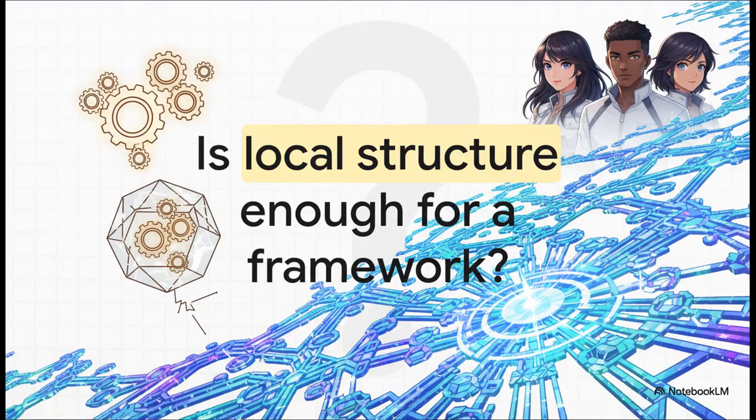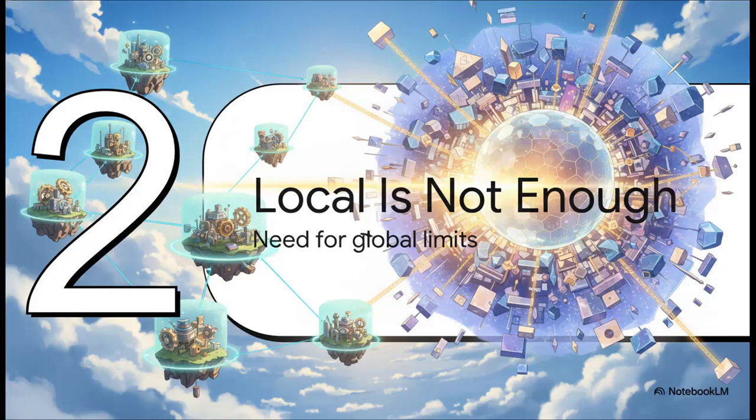But here is the absolute critical question we have to face today. Is this local structure alone enough to constitute a full, robust framework? Can we just map out these local phase locks and call the theory complete? Well, the answer is an unequivocal no. And figuring out exactly why that is leads us directly to the Global Coherence Framework and this crucial idea of admissibility.